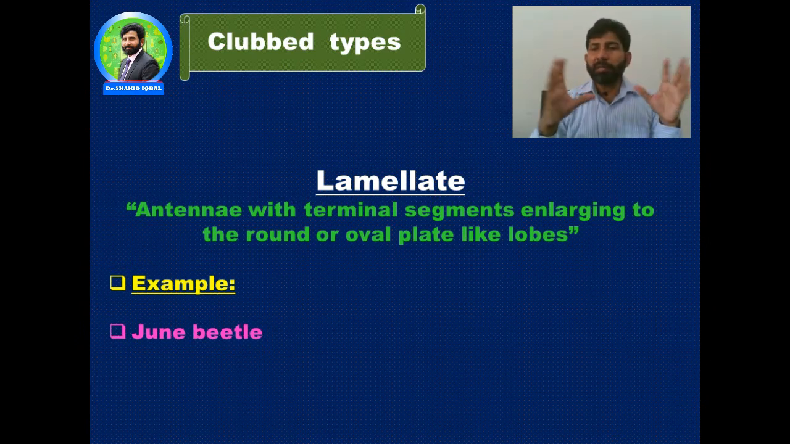Antennae with terminal segments enlarging to round or oval platelet lobes. These are enlarged oval-like plates at the terminal parts. This condition exists in the June beetles, because the majority of the diversification among the antennae is present in most beetles.